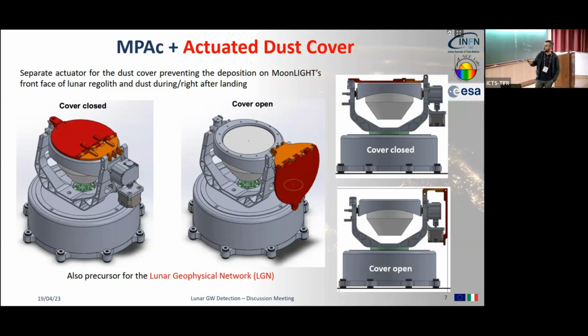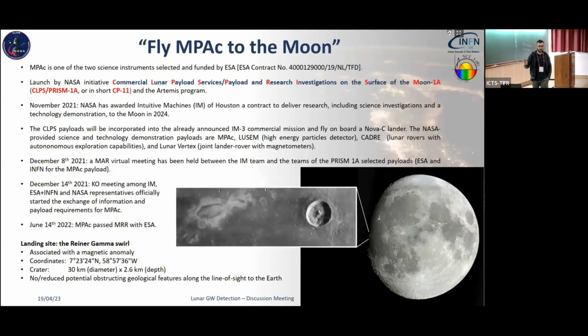So moving next. This is a brief summary of the history so far. Long story short, MPAC is one of the 2 science instruments selected by ESA. So we fly on board of the Intuitive Machines 3 commercial mission within the Artemis program and the NASA initiative CP11, so Commercial Lunar Payload Service, Payload and Research Investigation on the Moon, or 1A. That was a very long acronym, and now it's shortened to CP11. So I'll skip all this information.